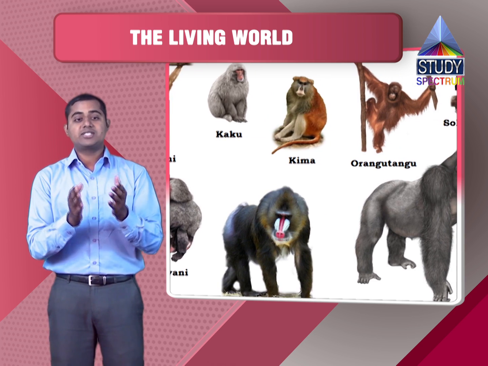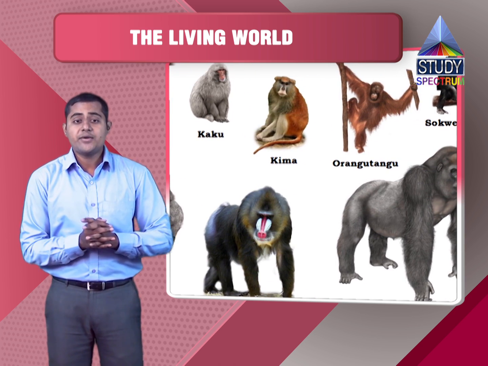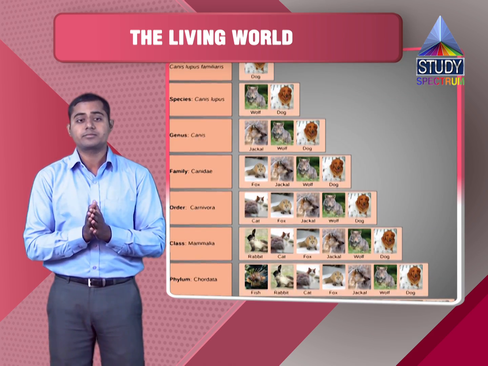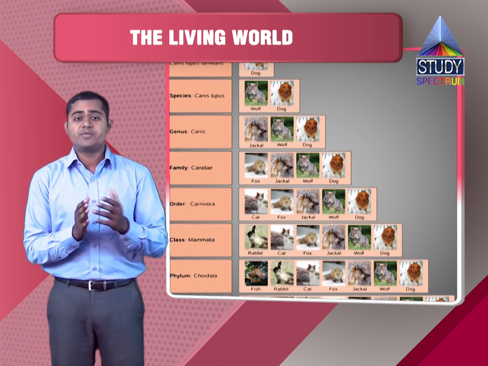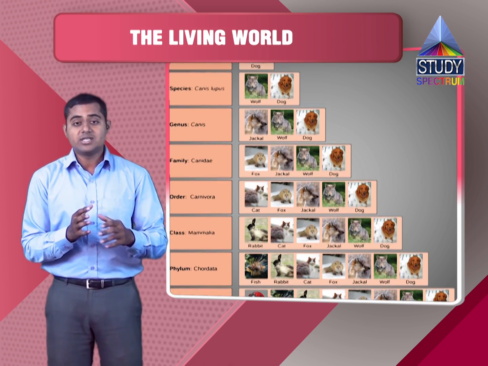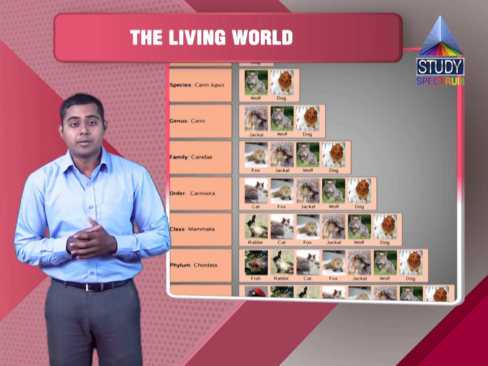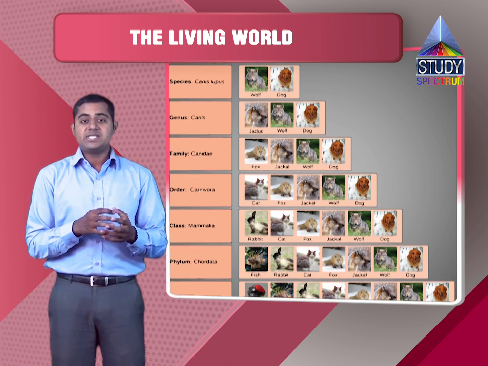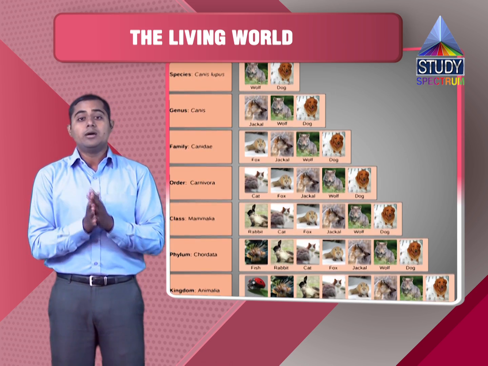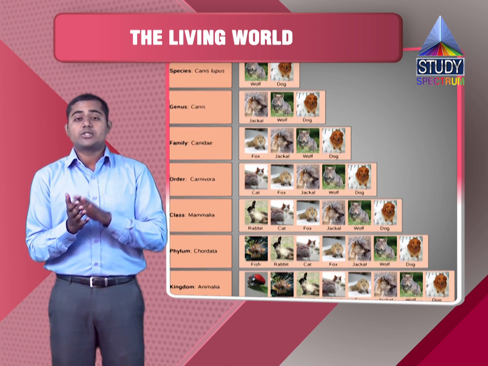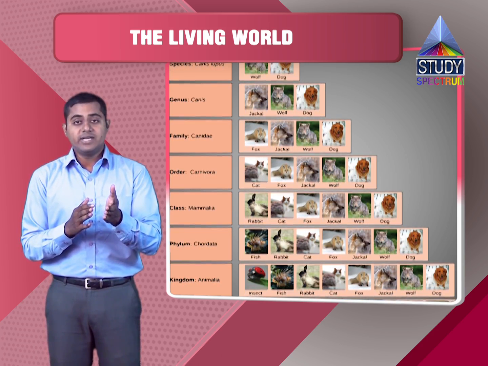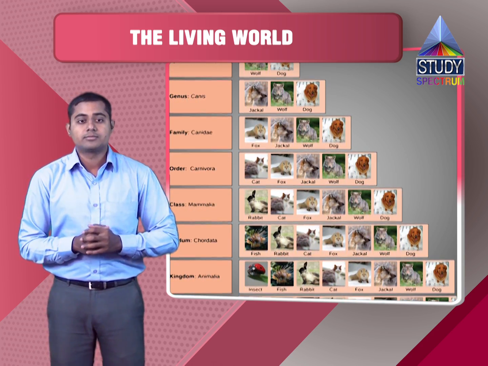Let's go to the next question. The question is, can you identify the correct sequence of taxonomical categories? Option A, species, order, phylum and kingdom. Option B, genus, species, order and kingdom. Option C, species, genus, order and phylum. Now, we are talking about an ascending order of different taxa.